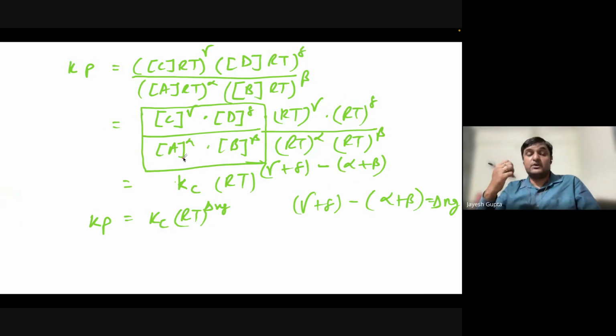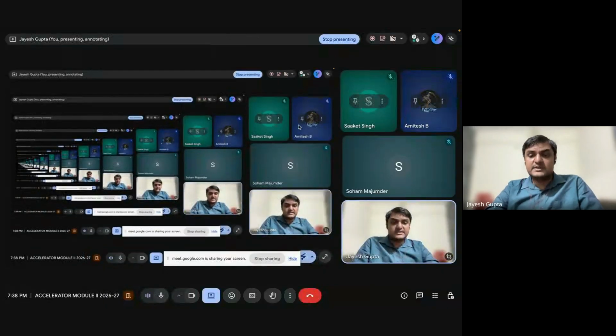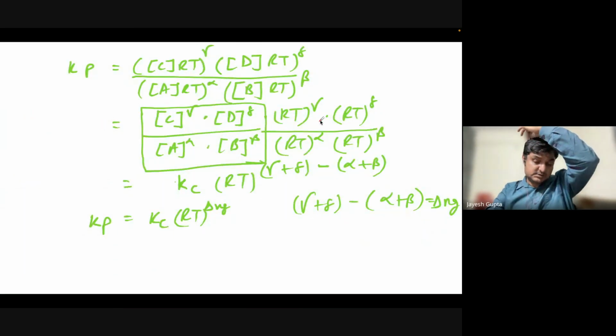If the same equation is given to you and you are defining Kc, that will be concentration of C to the power gamma, concentration of D to the power delta, concentration of A to the power alpha, concentration of B to the power beta. And this RT can be simplified: you write RT one time only and express the power as gamma plus delta minus alpha plus beta. And this is nothing but delta ng. So your expression became Kp is equal to Kc into RT to the power delta ng.